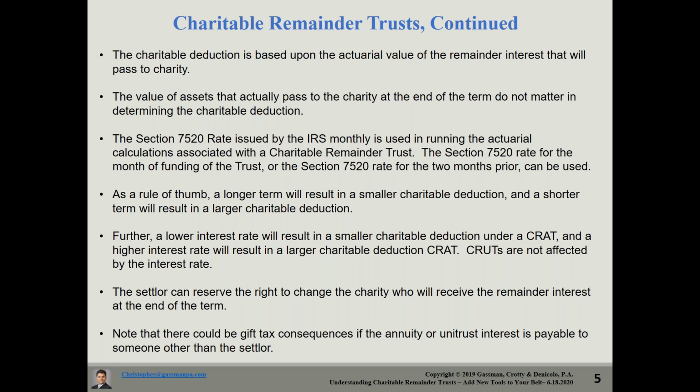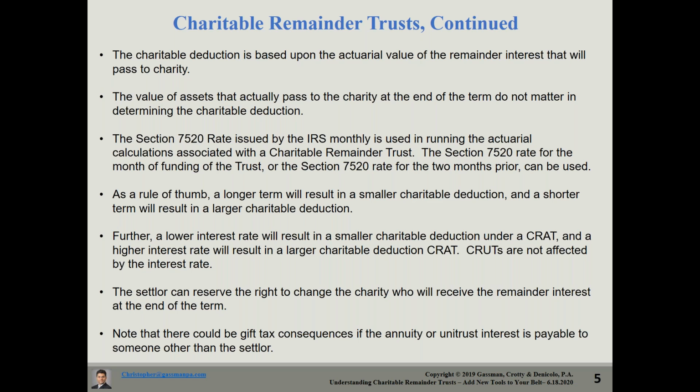The interest rate that you use to determine these actuarial calculations is the IRS Section 7520 rate, which comes out every month. Now, one thing you can do is use the rate for the month of funding of the trust, or one of the 2 prior months. And with a charitable remainder trust, if you have a lower interest rate, that's going to generate a lower charitable deduction. So higher interest rates are actually better here if you're trying to maximize the charitable deduction and the amount that can go to charity.